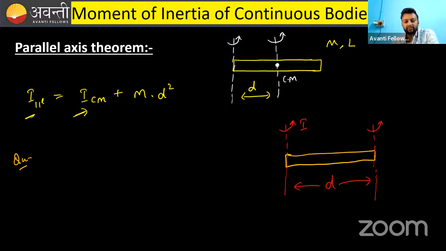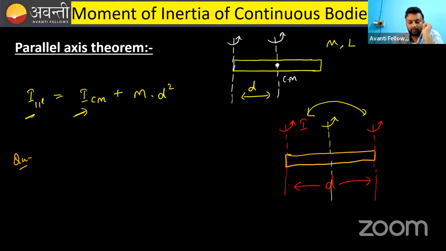For the application of parallel axis theorem, one thing is to be kept in mind: out of these two axes, one should pass through the center of mass. None of these two axes is passing through the center of mass of the body. Is the statement clear that you cannot directly use the parallel axis theorem for these two axes? For that, there must be an axis which is passing through the center of mass. Clear statement?